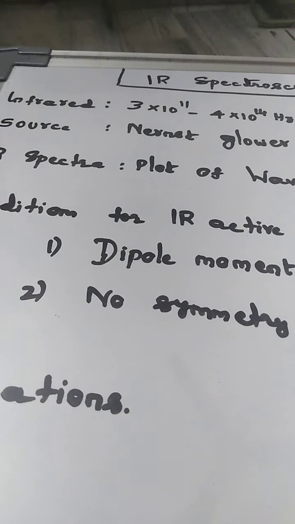In the functional group region, mainly all the functional groups in the organic compounds, namely the hydroxy compounds, NH2, carbonyl compounds, all these functional groups will be identified.